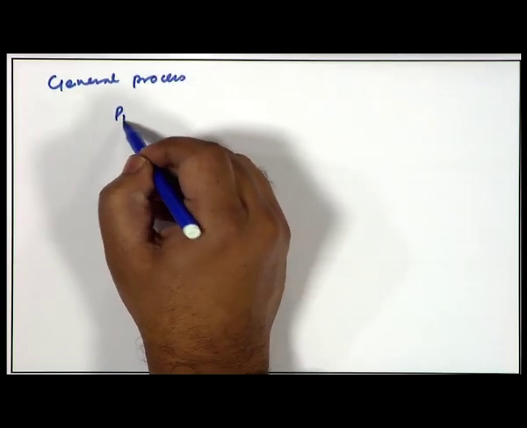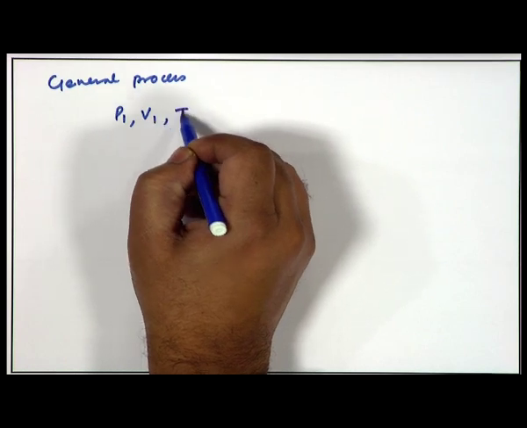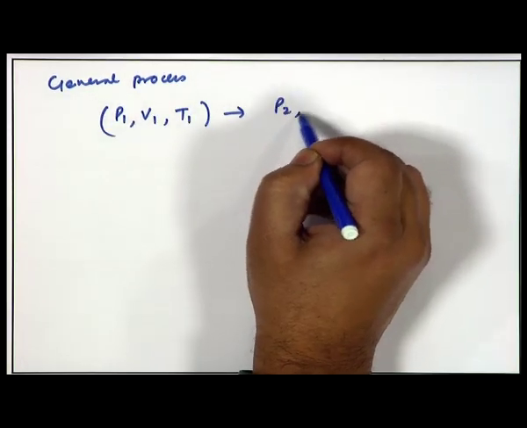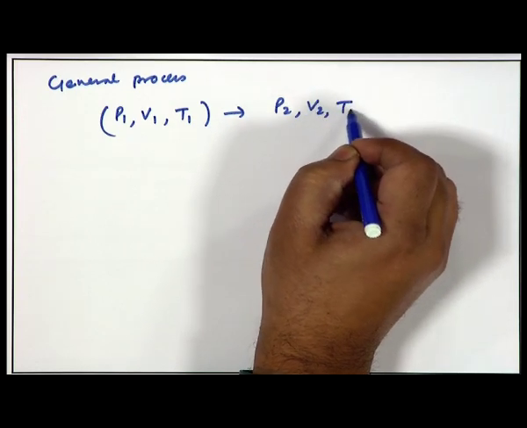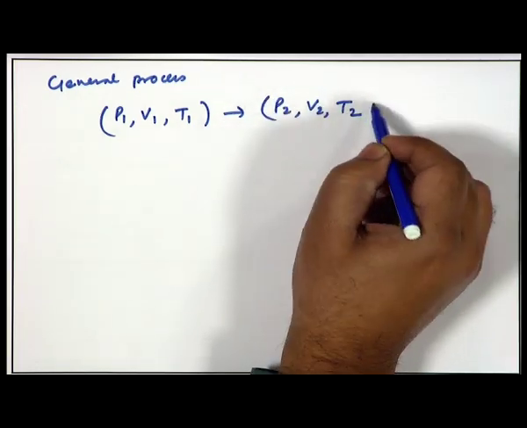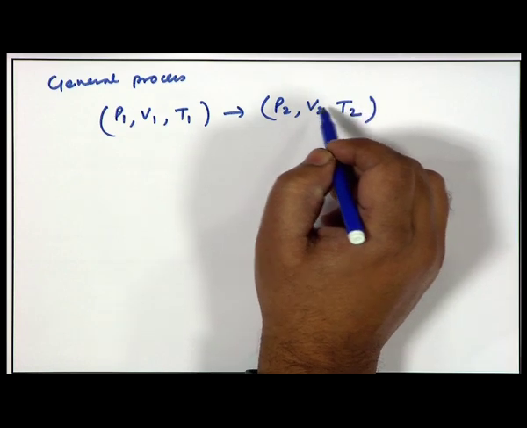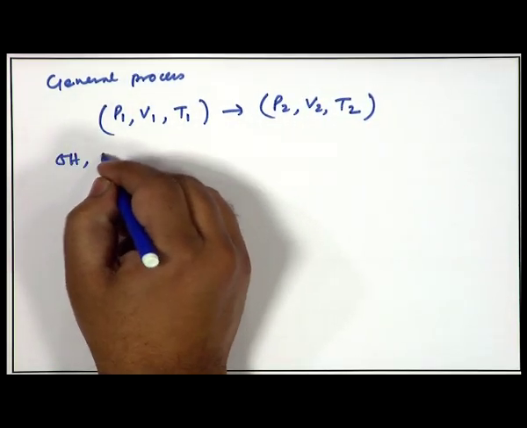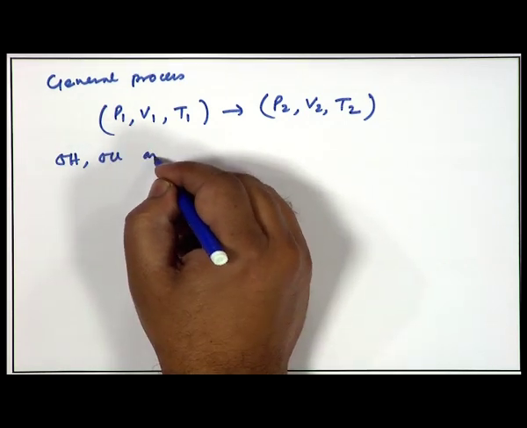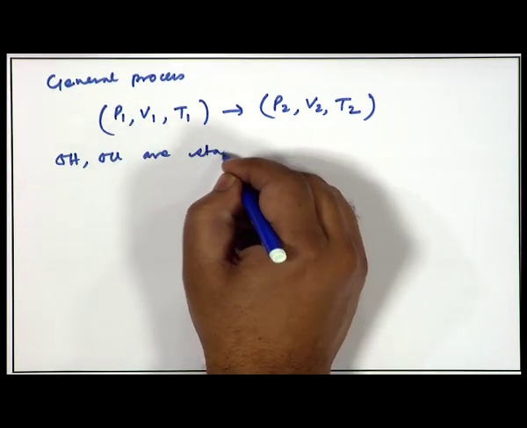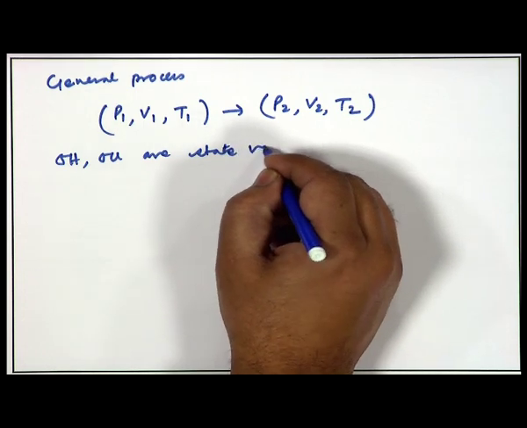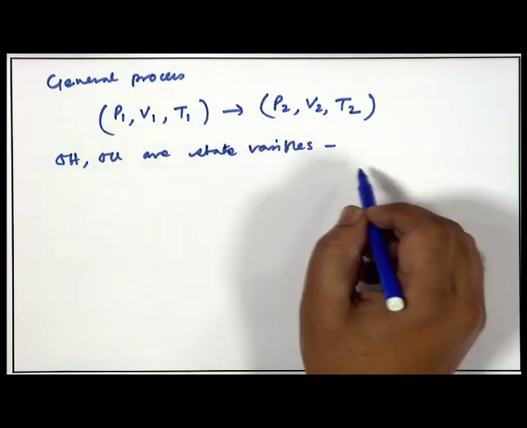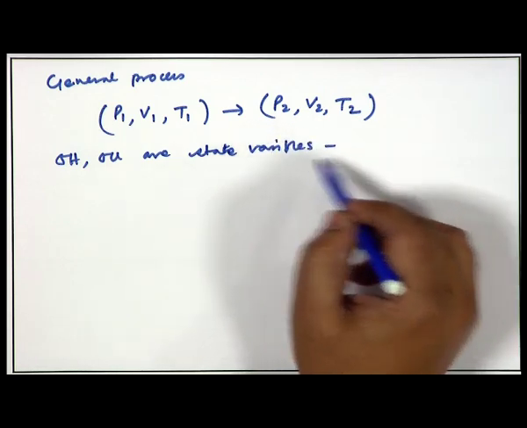Say I have P1, V1, T1 to P2, V2, T2, then how do you get this del H and del U? Now, because del H and del U both are state variables, they do not depend on the path. So, we can break down the process into steps.